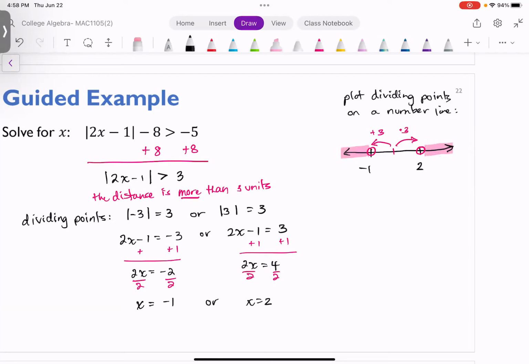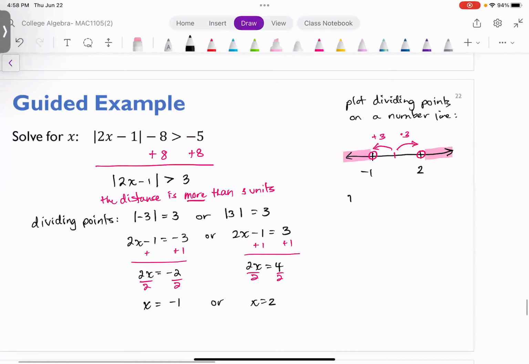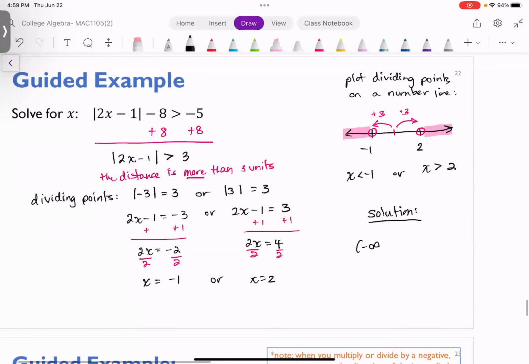And my solution inequalities are going to be x is less than -1 or x is greater than 2. And as an interval, we get the intervals -infinity all the way up to -1, combined with the interval from +2 up to +infinity.